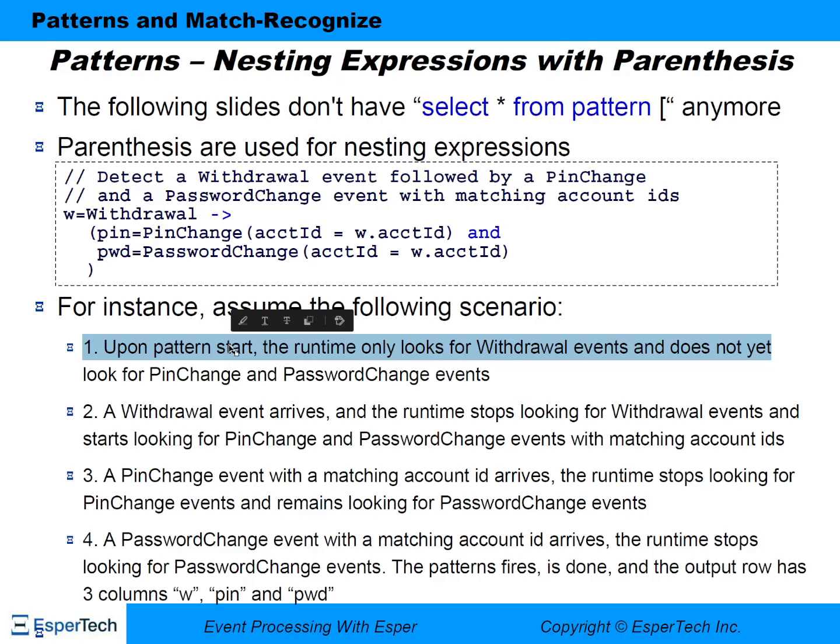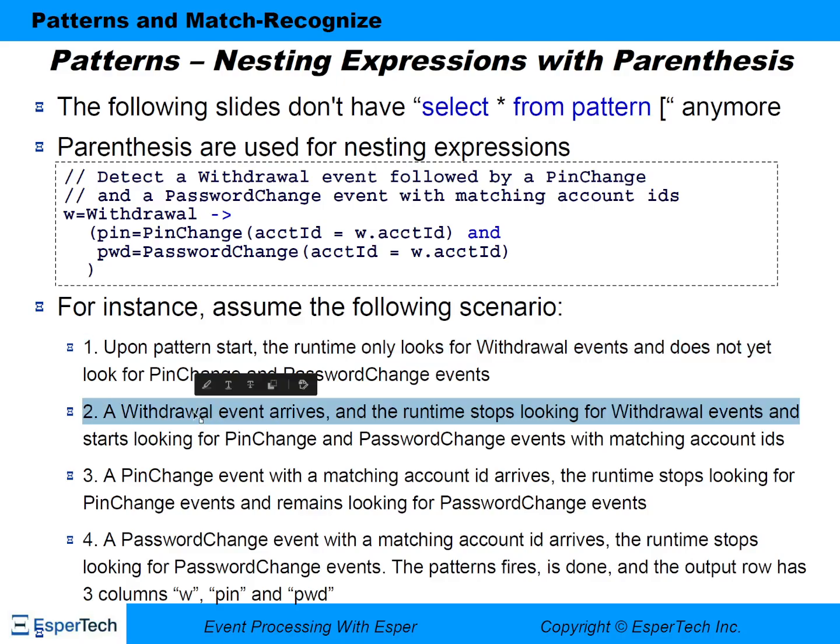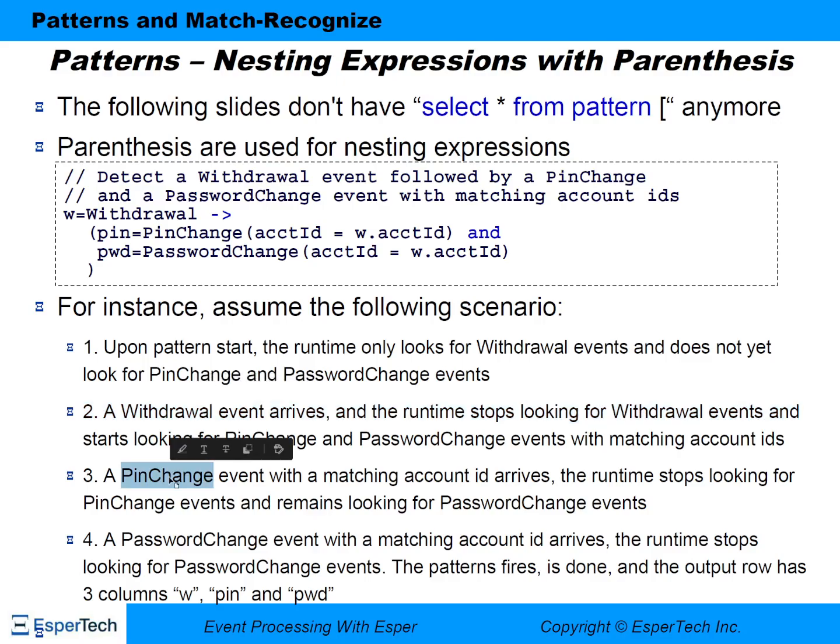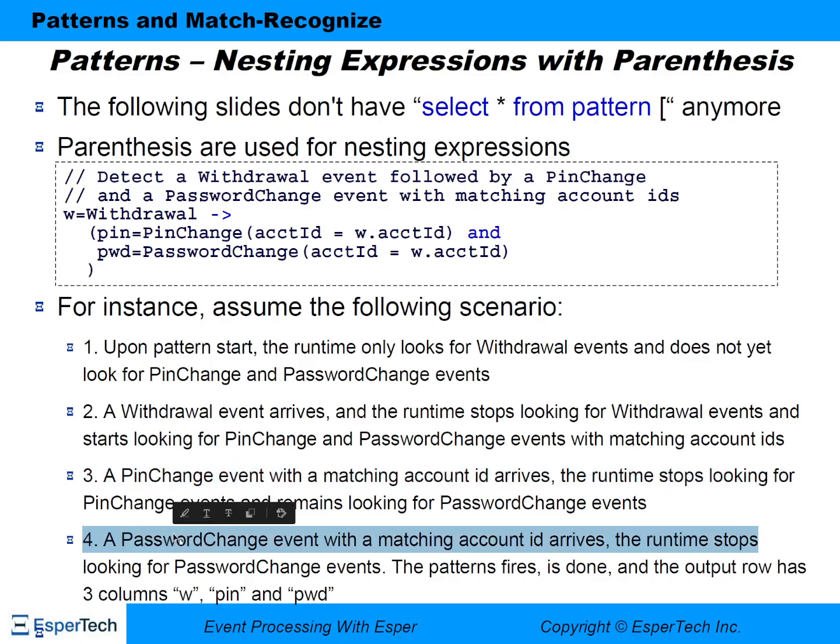Upon pattern start, the runtime only looks for withdrawal events and does not yet look for pin change and password change events. A withdrawal event arrives, and the runtime stops looking for withdrawal events and starts looking for pin change and password change events with matching account ID. A pin change event with a matching account ID arrives, the runtime stops looking for pin change events and remains looking for password change events. A password change event with a matching account ID arrives, the runtime stops looking for password change events. The pattern fires, is done, and the output row has 3 columns W, pin and PWD.